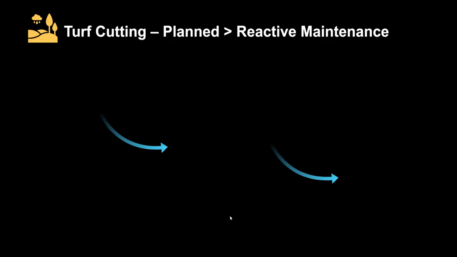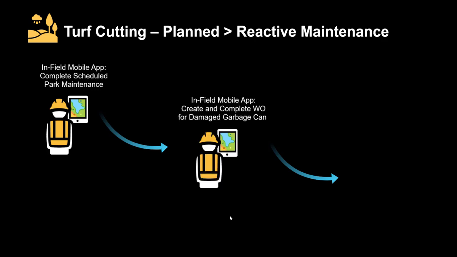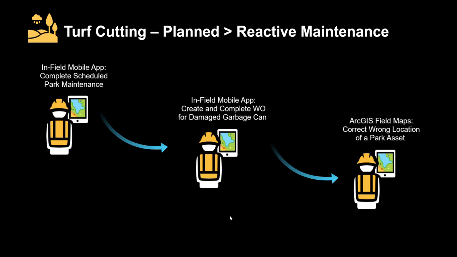Today we're going to be playing the role of a parks employee who shows up for scheduled maintenance. In this case, it will be for turf cutting. Upon completion, they will encounter deficiencies such as graffiti and damaged property, which we will use to create reactive work orders on the fly. We will also see how we can perform asset attribute updates using the mobile app's integration with Esri Field Maps. So without further ado, let's go ahead and jump in.